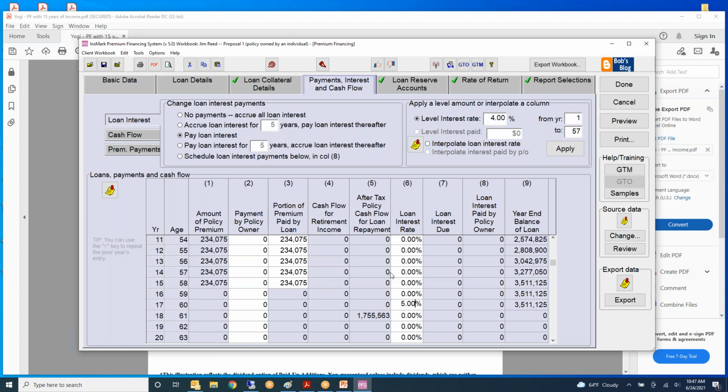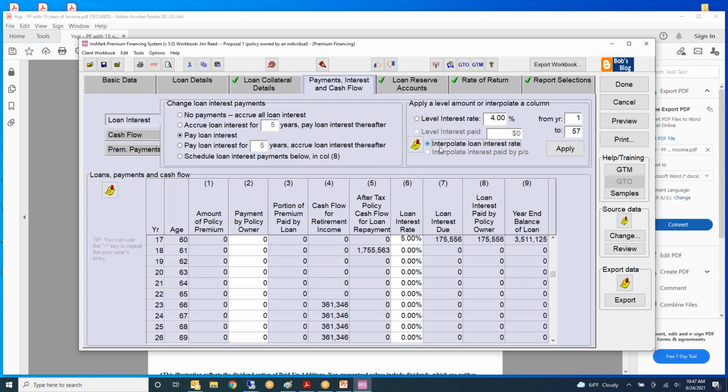So from year 1 to year 17, this is the last of the interest rate, which is higher. The first one is 3.25 in year 1. So I will use interpolate input, interpolate loan interest rate, and you need to be careful to make sure it's interpolated in the right year range. I am not interpolating from year 1 to year 57, rather 17. So this is how you do the interpolate input.